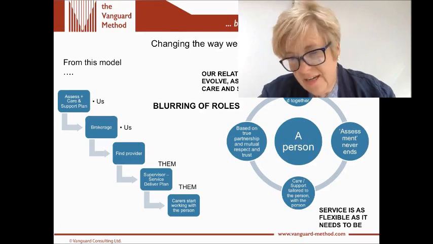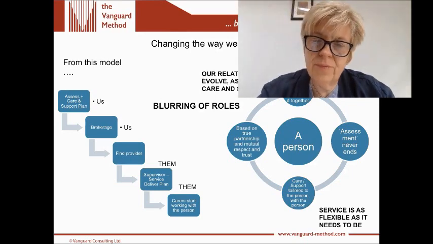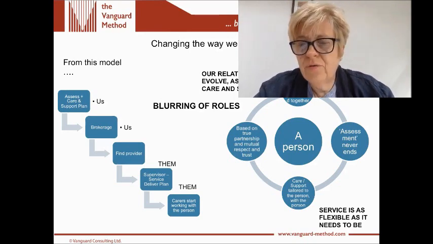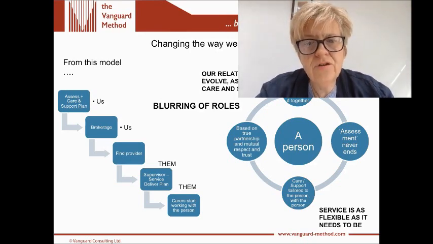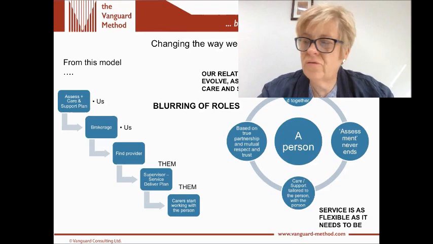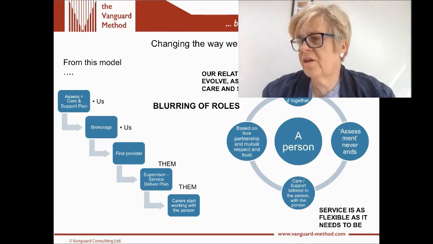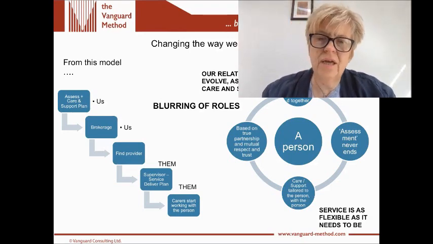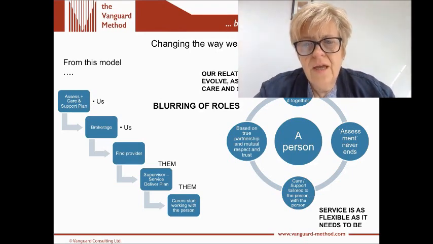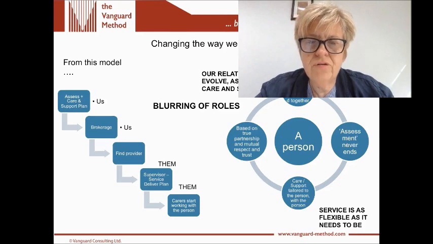The assessment never ends, it's ongoing, the relationship is ongoing for as long as the individual needs it. The care and support's tailored to the person with the person. And interestingly, this is not about redesigning service. If anything, it's not about service. It's about identifying the strengths and skills that individuals have and that they can use, or indeed those around them can use to achieve a good life. And it's based on a true partnership and mutual respect and trust.